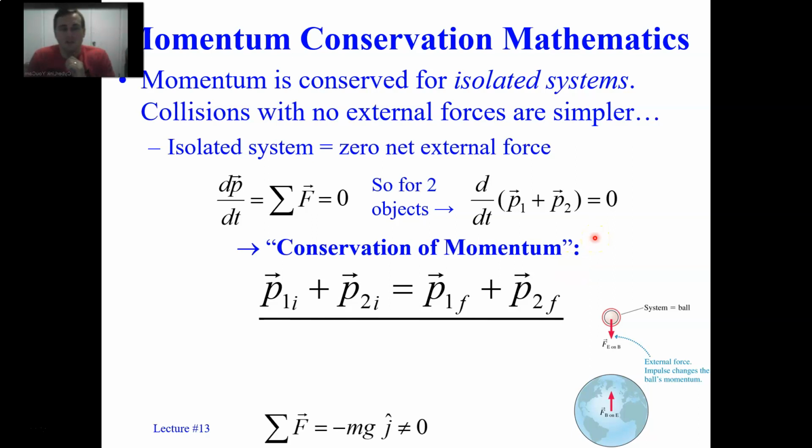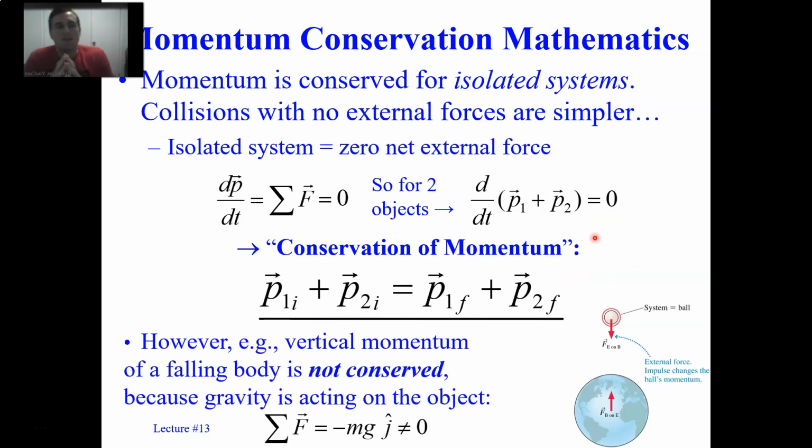Now, here's one important pitfall I want you to avoid in this class. A lot of times people think, oh, now that I have this conservation of momentum in my back pocket as a tool, I can leverage that in many scenarios. No, you cannot. You must be careful to know if the system is isolated or not. Let's just take an example of vertical momentum for a falling body. Think back to early in the semester. If you drop a ball, that ball, if you just draw a circle around the ball, is not going to conserve its momentum.